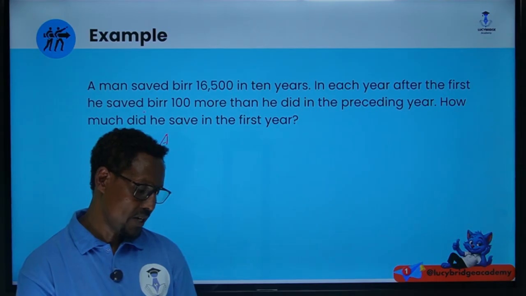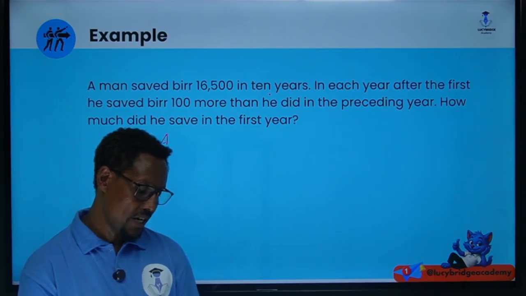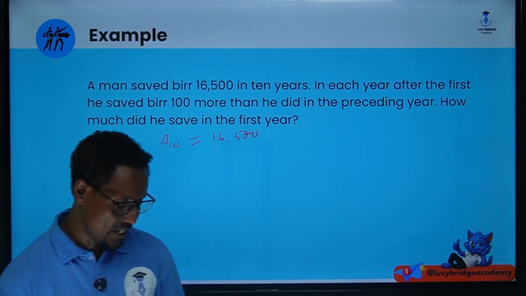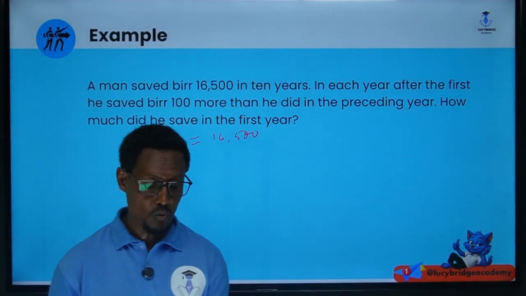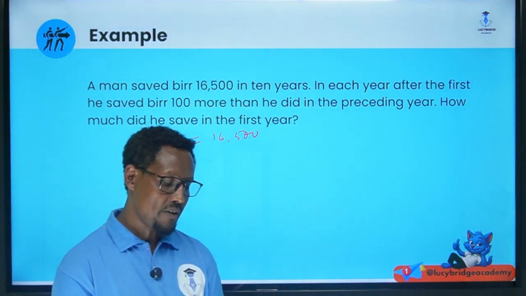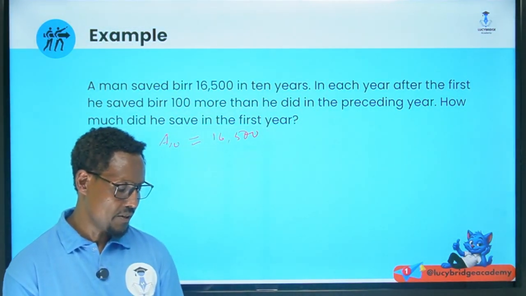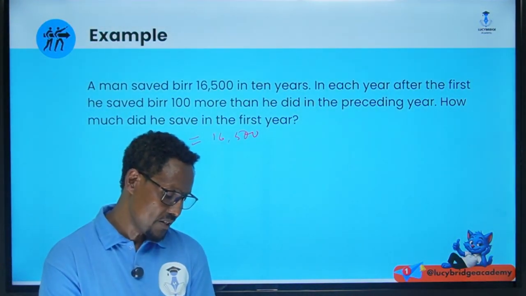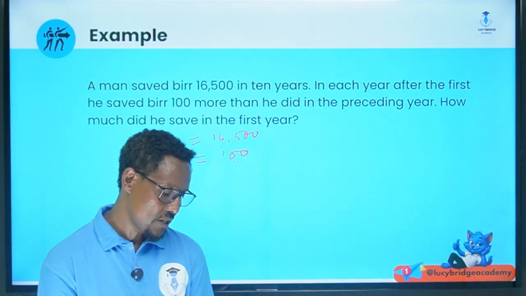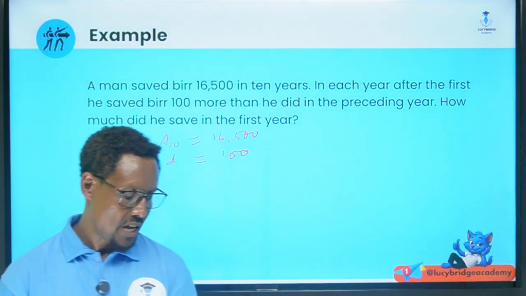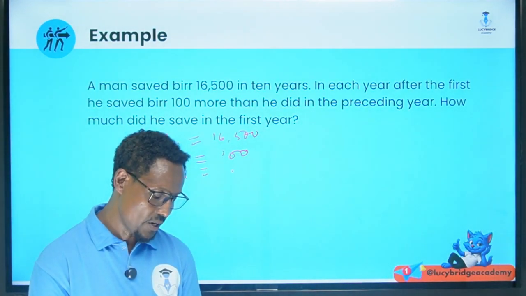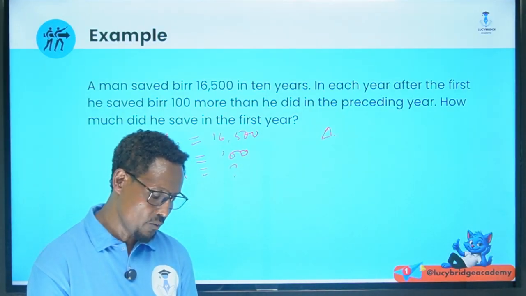an arithmetic sequence. In 10 years, a10 is given, which is 16,500. Okay, a man saved 16,500 in 10 years. In each year after the first he saved 100 more than he did in the preceding year, that means the common difference d is 100, right? Okay, in the preceding year. How much did he save in the first year? We are asked to find a1.